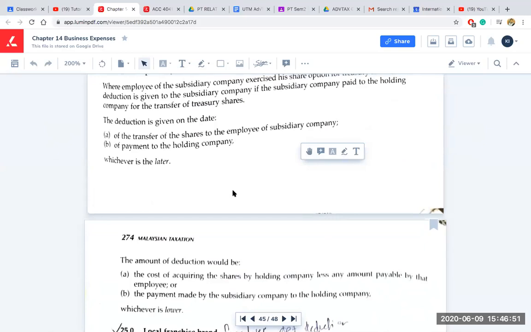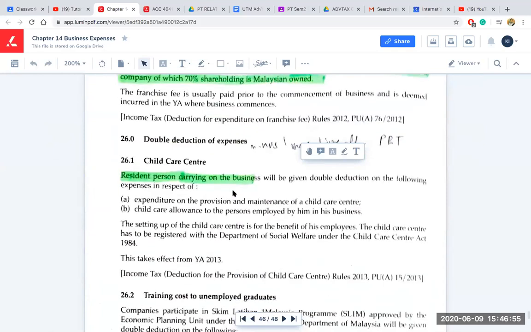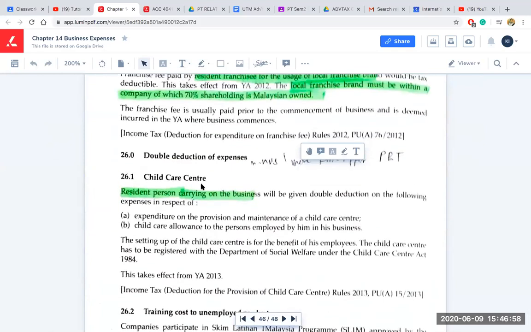Alright, nampak tak dekat sini double deduction of expenses? Nampak child care center. Resident person, it has to be resident person carry on the business will be given double deduction on expenditure on the provision and maintenance of a child care center and child care allowance to the person employed by him. Maknanya kalau you bayar gaji pada you punya employee tu, so that expenses in this case get double deduction. The setting up of the childcare is for the benefit of employee. Childcare center has to be registered effective from 2013.